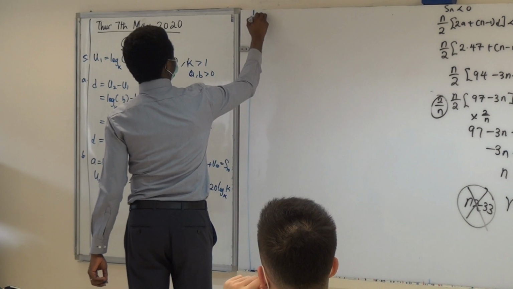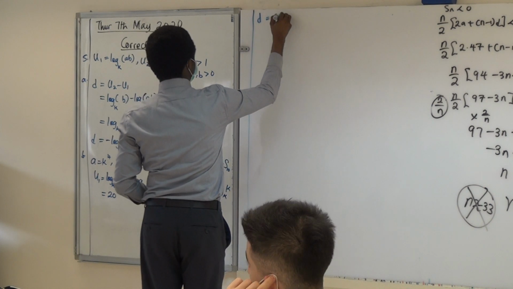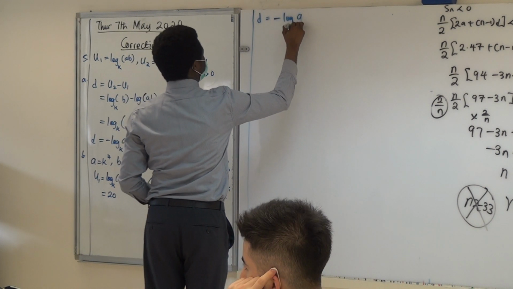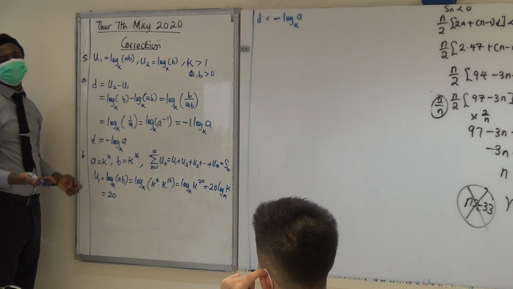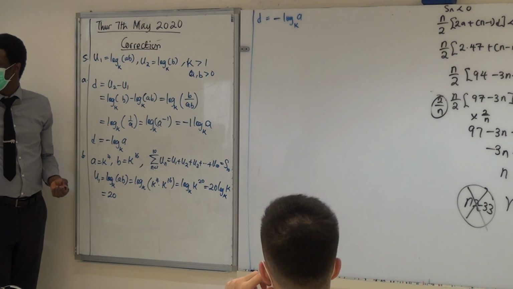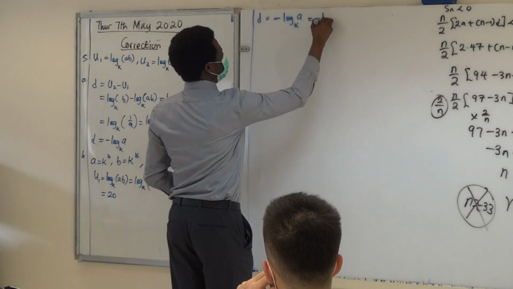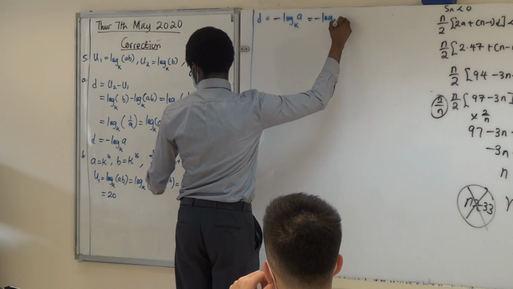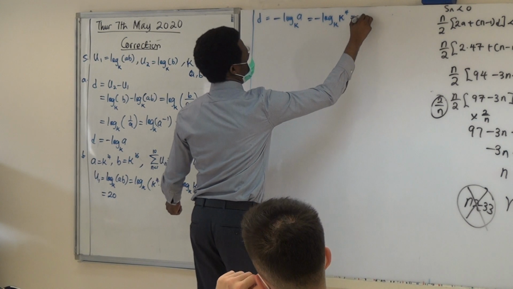So, we find our D. Our D has been proved to be negative log A to base K. So please do not begin with all this again. It's just a waste of time. I know some of you are very nice. You like to waste your ink. Please don't waste the time. This will be negative log to base K. A is K to the power 4. So minus 4 now.